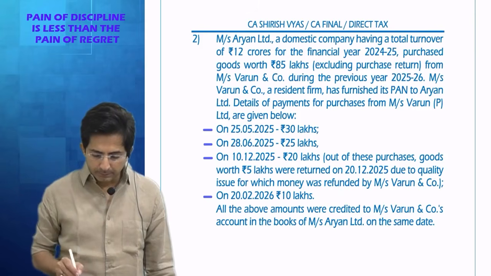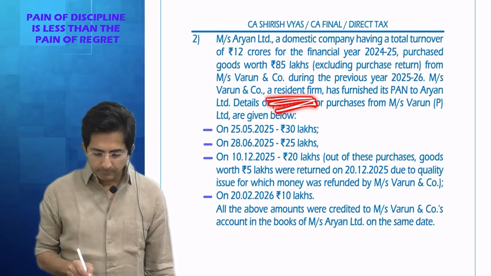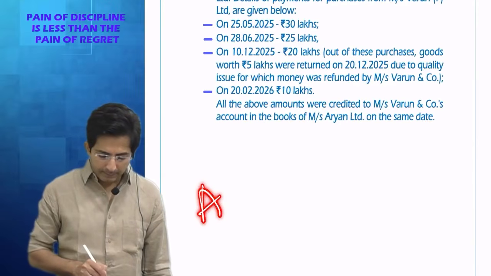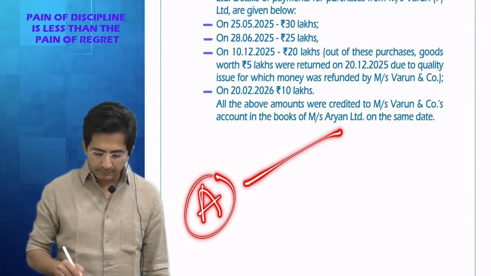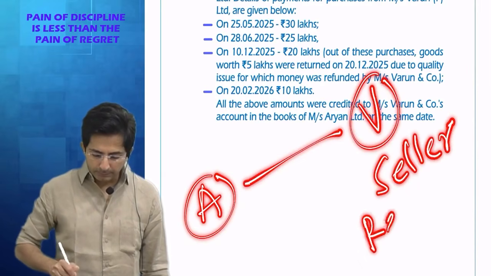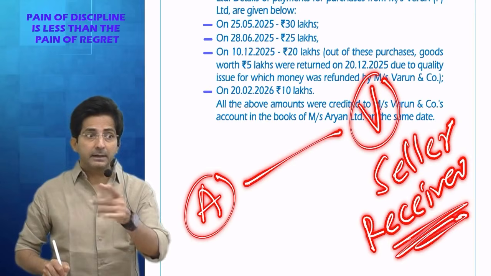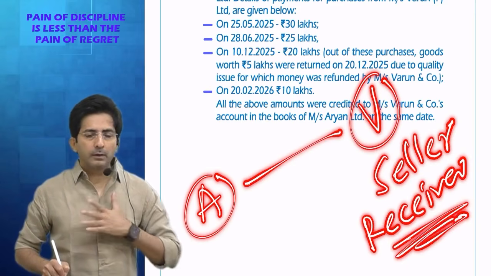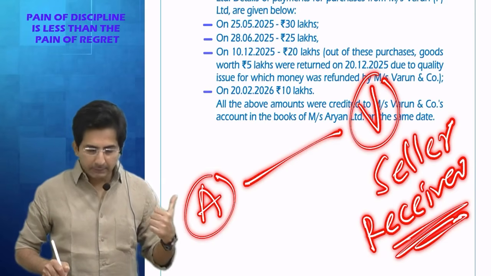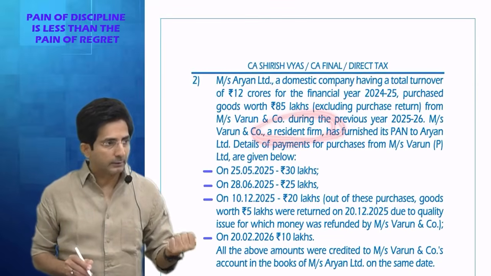But see, they have given some sentence here: Varun is a resident firm. Tell me what difference it makes whether he is a resident or not. See here, Aryan is the buyer, Varun is the seller, and the seller is the person who receives the money. And you know, whenever the receiver is NR, TDS is under a different section. But thank God here the receiver is R. How do I know? It's written. They have given the residential status of Varun. See, since it is given, I have to explain the relevance of this.